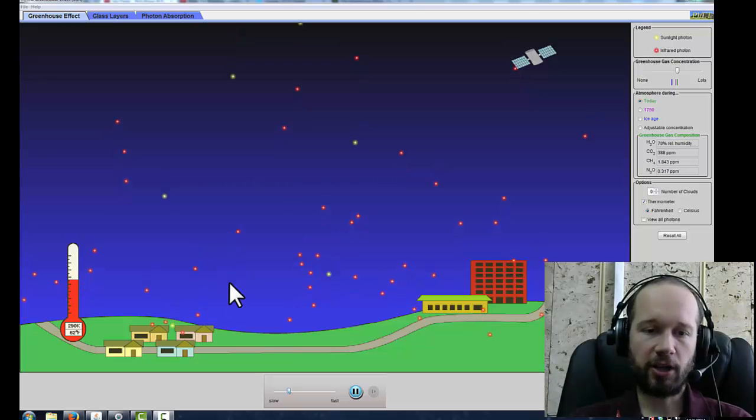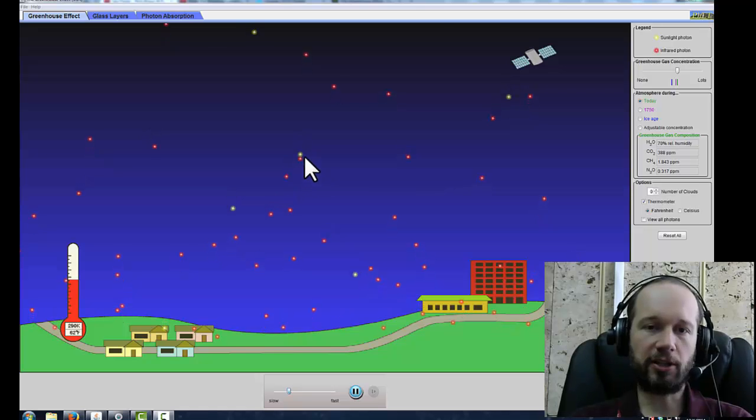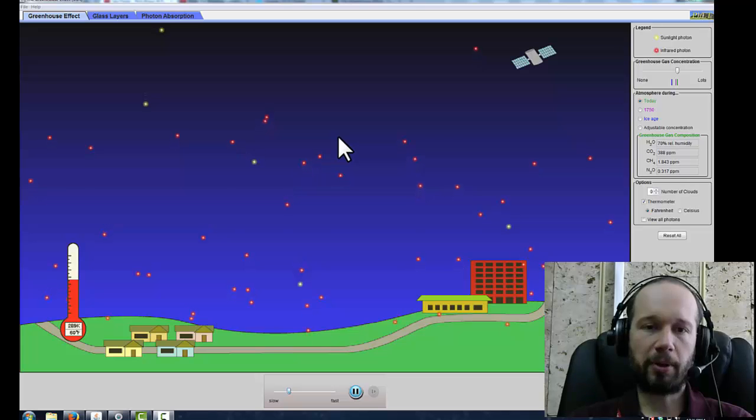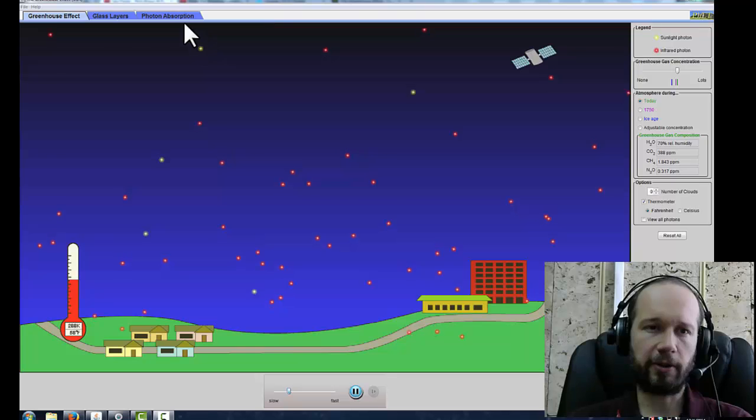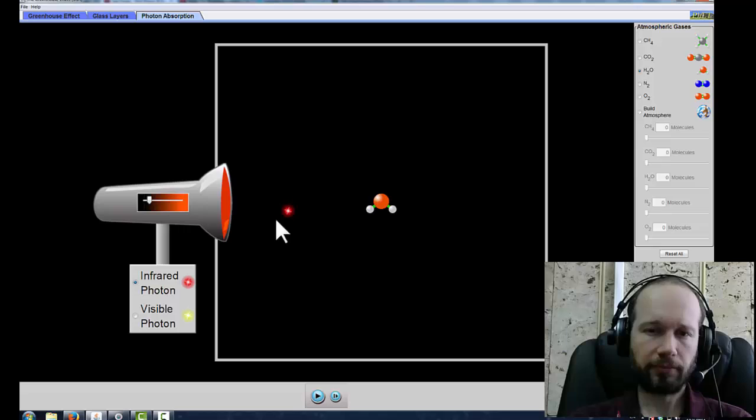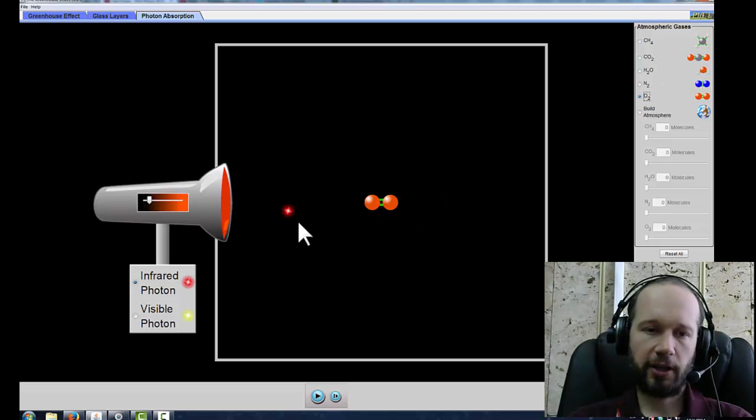So what's happening? Why are these infrared photons jumping around here in the atmosphere? It seems like they're bumping into something, as if they were reflecting back. They're not bumping, they're not reflecting back. They're actually being absorbed by the molecules of gas in the atmosphere, and that's going to be shown in this tab over here. So you can choose from different molecules. I guess there are 5 molecules to choose from: methane, carbon dioxide, water, nitrogen, and oxygen. And you can send either visible photons or infrared photons at these molecules.